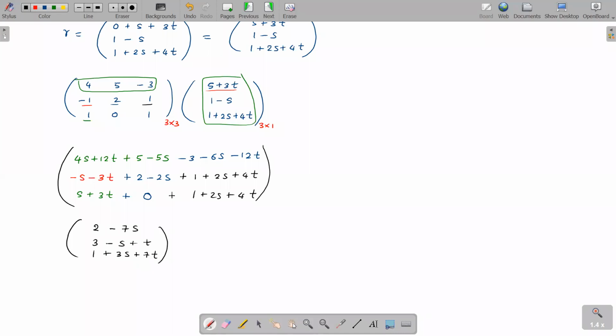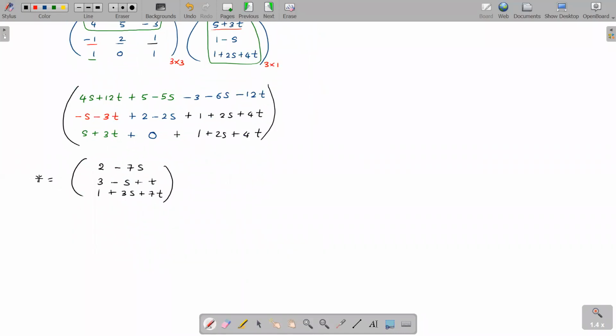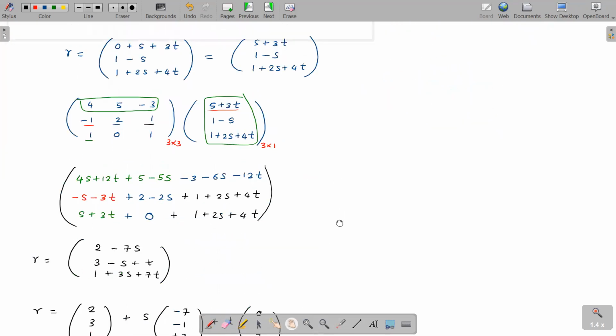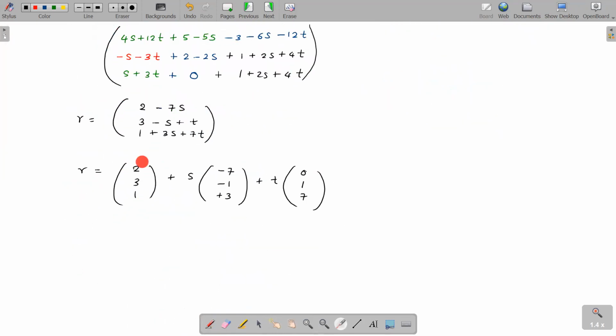And now it's time to separate. So separate the three: this is the image coordinate, the normal numbers, the t variable and the S variable. So you get here 2, 3, 1 plus S times minus 7, minus 1, 3, and t times 0, 1, 7, on top there's no t, meaning 0t. So this is the equation of the plane, the transformed plane. However, the question asks you to find the equation of plane 2 in the form r dot n equals b. Now you know here, this 2, 3, 1 is a position vector on the plane. Remember vectors? These two are direction vectors on the plane.